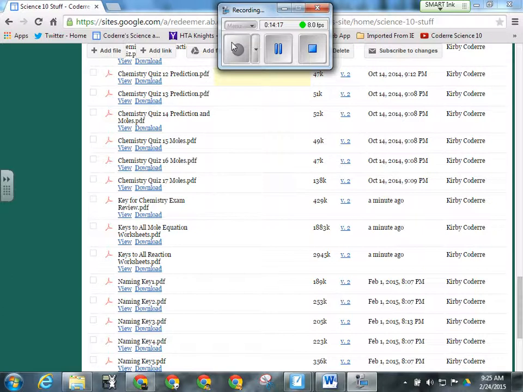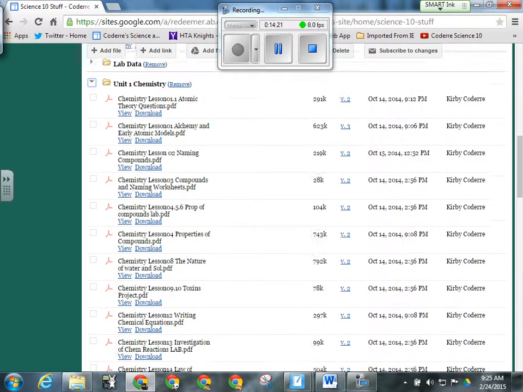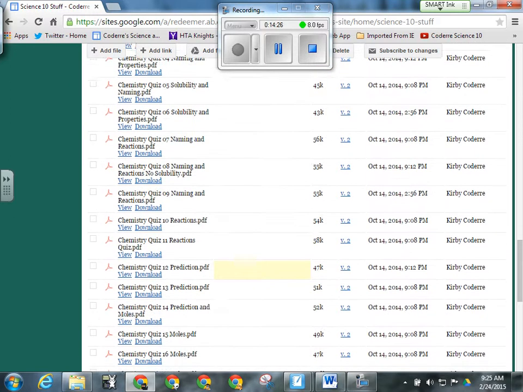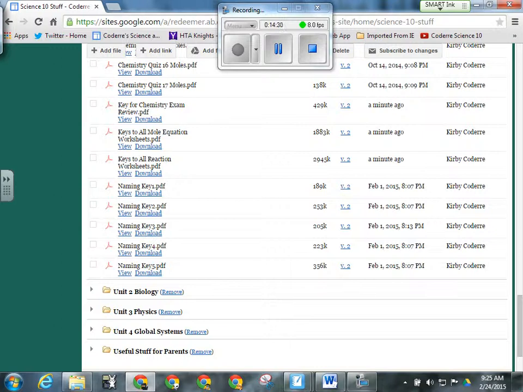If you go into that chemistry folder now and just expand it, they're going to be near the bottom. Expand the chemistry folder and then scroll down past all the stuff that starts with chemistry, and you'll see key for chemistry exam review, which you don't need yet because it's for the review sheet that I give you, and then keys to all mole equation worksheets, which you don't need yet either. Keys to all reaction worksheets, that's the one you're going to want to look at for the keys to what you have.